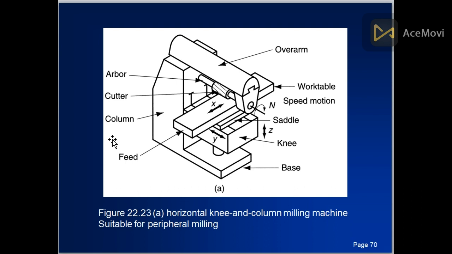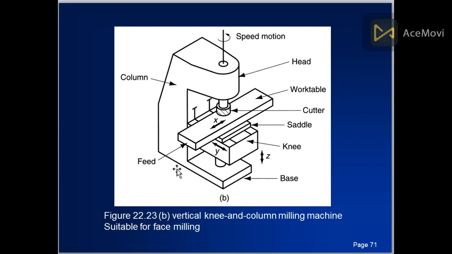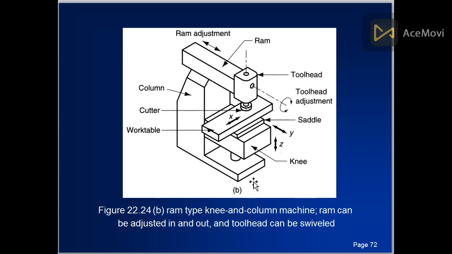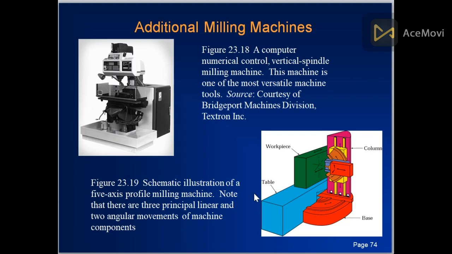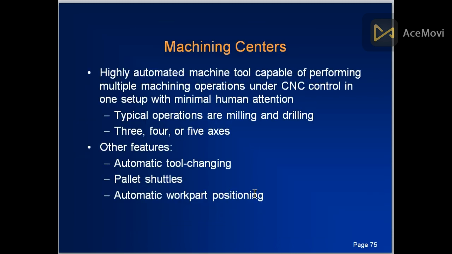Column is for supporting the complete body, and this is the cutter that is placed on the saddle, placed on some kind of arbor. This is the complete milling machine. This is the vertical knee and column milling machine. This is ram type. This is the universal milling machine. This is the simplex bed type milling machine. You can see it by yourself, that is not a big deal.